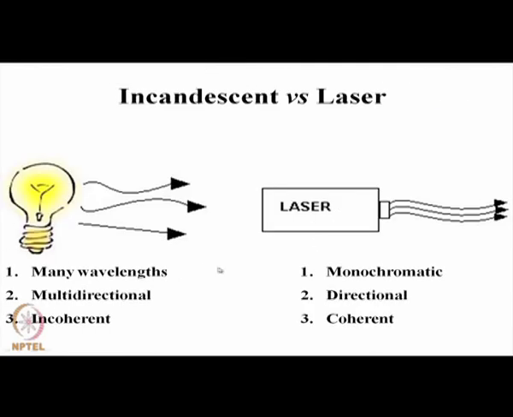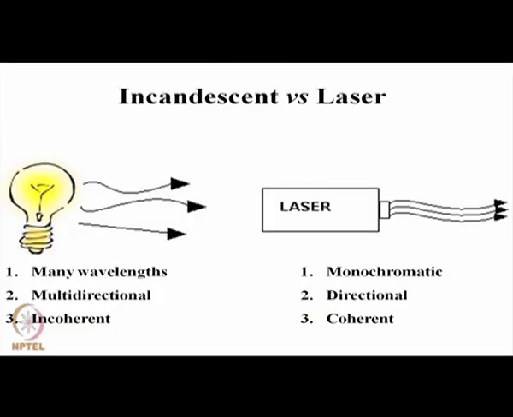So, it is a comparison between an ordinary bulb and a laser. The bulb has many wavelengths. The laser will have broadly one wavelength. It is monochromatic. But monochromaticity does not necessarily mean only one wavelength. It also depends on the time scale. That part I am not going to discuss anyway. And for incandescent, it is multi-directional. But for lasers, it is directional because it comes out of two parallel mirrors. So, it is highly directional, and also I told you that it is coherent.